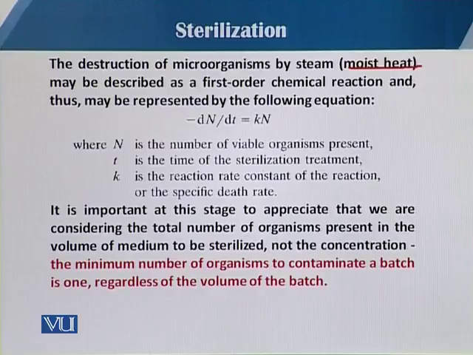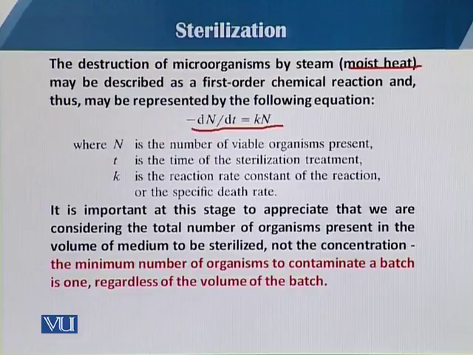order chemical reaction. You can see here this equation: minus dN over dt equals kN, where N is the number of viable organisms present in the medium, t is the time of sterilization treatment, and k is the reaction rate constant. In this particular case, we can say it is the specific death rate.